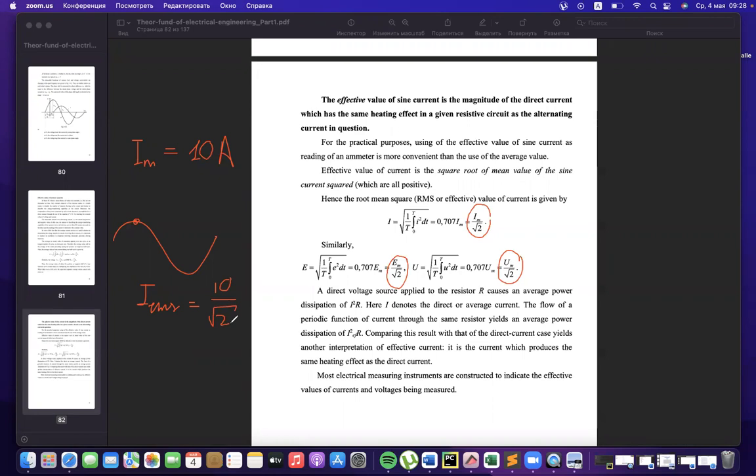It will be about 7 amperes. 7.1 if more accurate, but generally about 7 amperes. And if we take direct current 7 ampere, it will be the same power as alternating sinusoidal current 10 ampere.